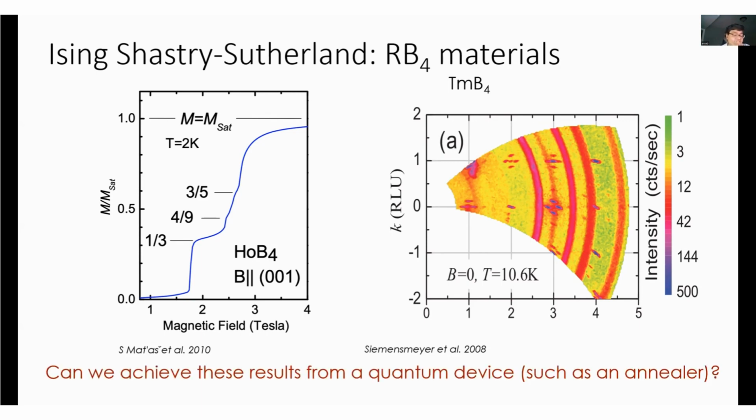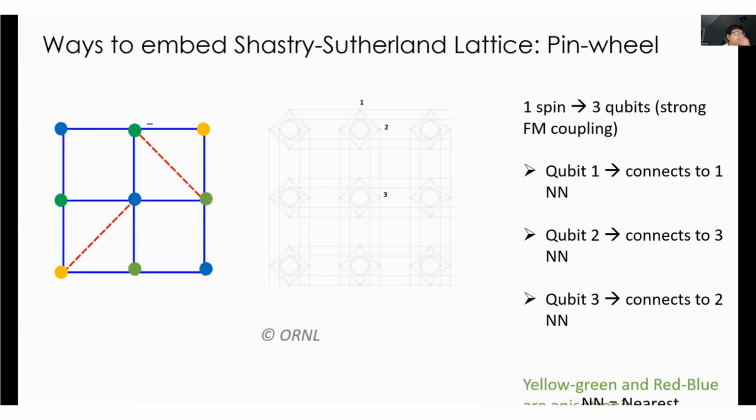Then the question that we were trying to ask is, can you actually see these results from a quantum device such as a quantum annealer? And so that was the crux of the question. The way we did that is that we tried to embed this Shastry-Sutherland unit cell onto the Chimera architecture.